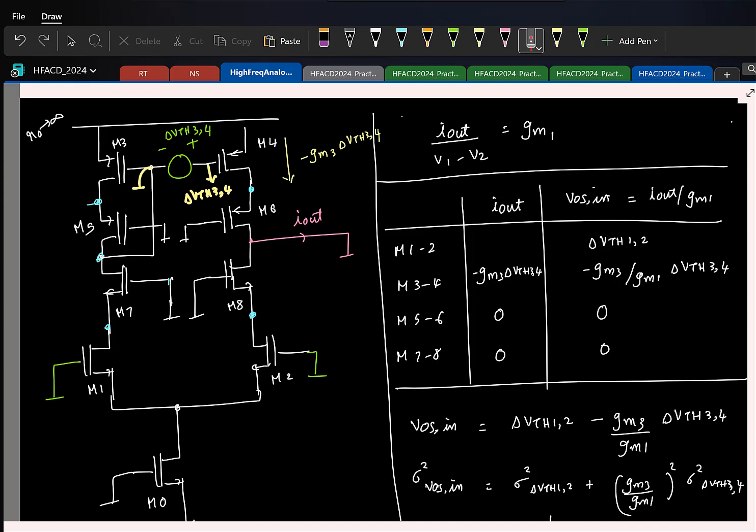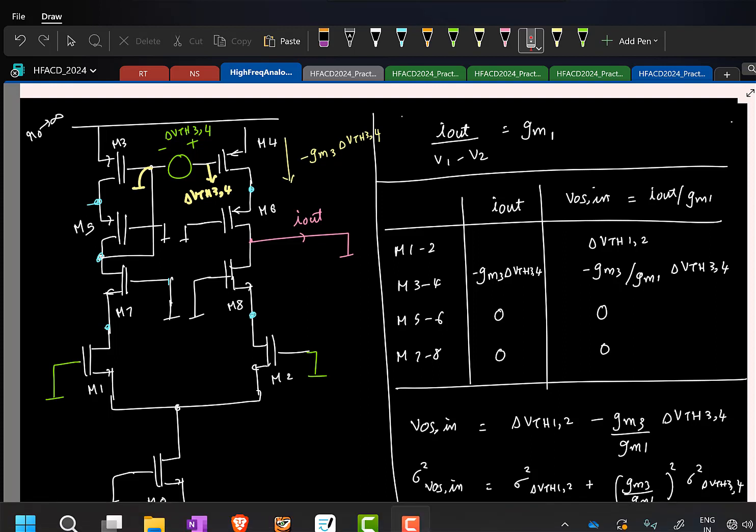And offset is also the same thing. Assume that a hypothetical voltage source is added between the gates and then find it. So if you are comfortable with these impedance calculations, which I hope by this time you are, this should be a cakewalk. So I'll stop here.